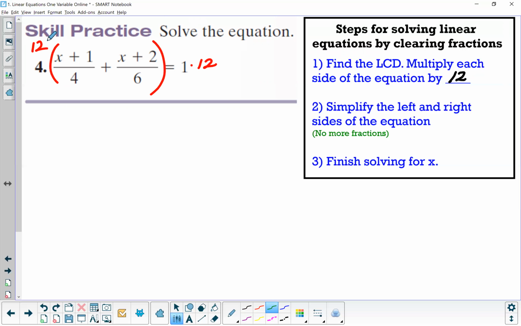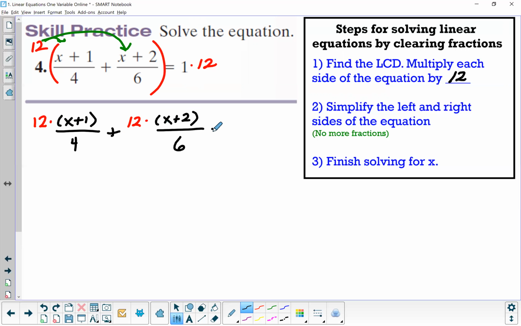So on the left side, make sure you distribute and make sure you put your numerators in parentheses. So we have 12 times, parentheses, x plus 1, close parentheses, over 4, plus 12 times, parentheses, x plus 2 over 6. And then equal to 1 times 12 is 12.